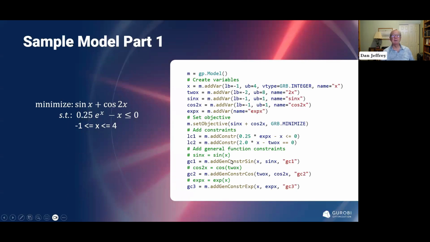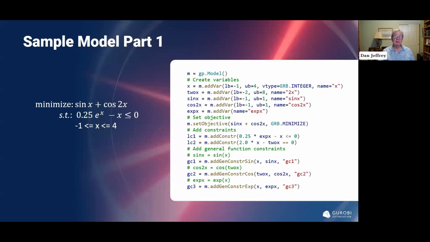And then we'll start adding constraints. Some of them are expressed just in linear terms, but the last 3 are using our general constraints. So this is what the general constraints look like. We have a sine constraint. We're saying, give me the sine value of x and assign it to the variable I've created called sine x. So we're specifying that sine x will always be equal to the sine of the x variable.